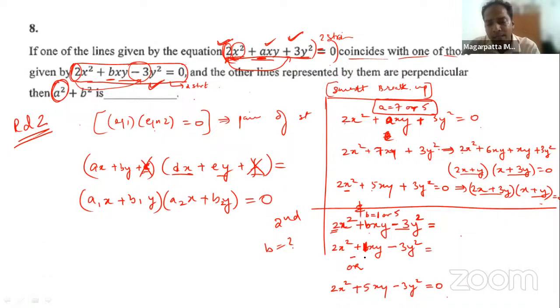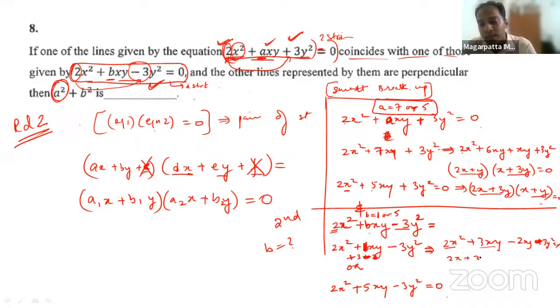So I'll split this as plus 3 and minus 2. The factorization that I'll get would be 2x square plus 3xy minus 2xy minus 3y square equal to 0. And I'll take the x common from here, and I'll get 2x plus 3y. I'll take the minus y common here. Again, I'll get 2x plus 3y. So there'll be a 2x plus 3y.